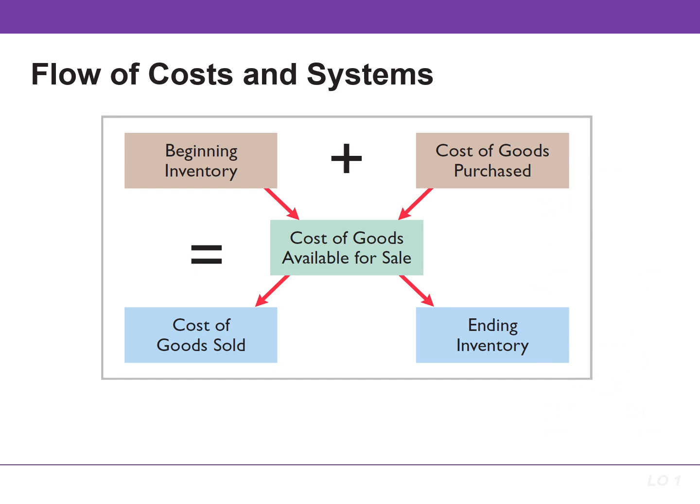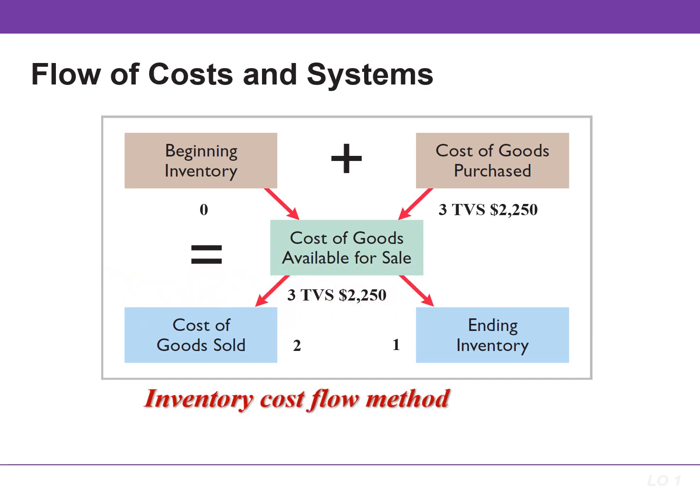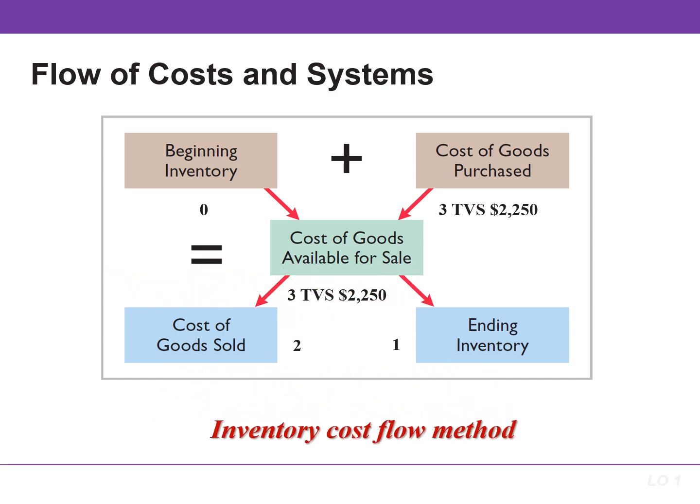In this example, beginning inventory is 0. During the accounting period, the company purchases 3 TVs. So we have 3 TVs totaling $2,250 available for sale. 2 TVs are sold, so 1 remains in our ending inventory. How we determine which amounts are assigned to cost of goods sold and ending inventory depends upon which inventory cost flow method we select.